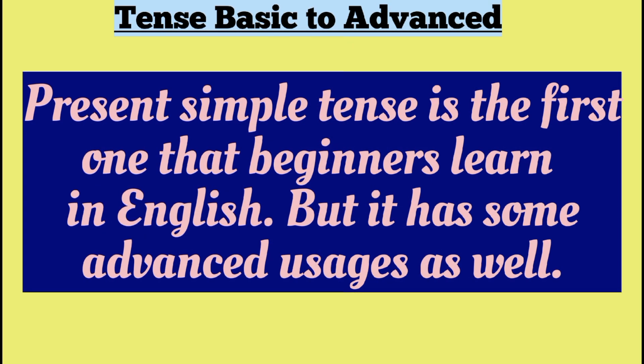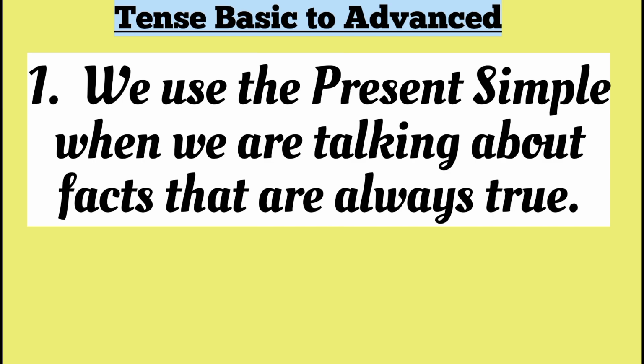Present simple tense is the first one that beginners learn in English, but it has some advanced usages as well. Let's see. First, we use the present simple tense when we are talking about facts that are always true.